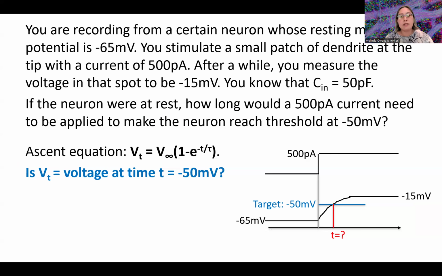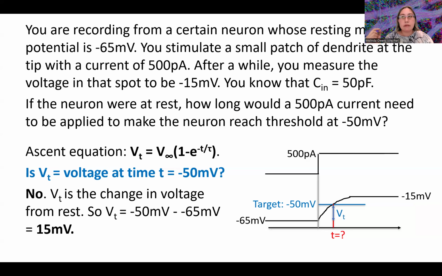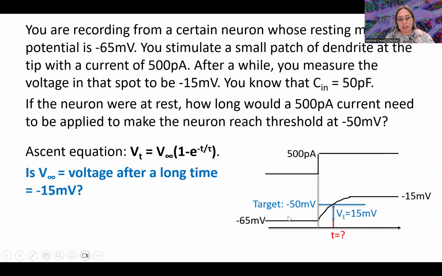Okay, no, that is not actually the VT. Because remember, the VT is not the absolute voltage, it is the change in voltage from baseline. So it's not like, oh, -50, you put that in. What you need to figure out is how much -50 is above the baseline of -65. And the answer to that is 15. So VT is not -50, it is 15, because all these V's in these equations are the change from baseline, not the absolute membrane potential. Okay, so we have our VT being 15.